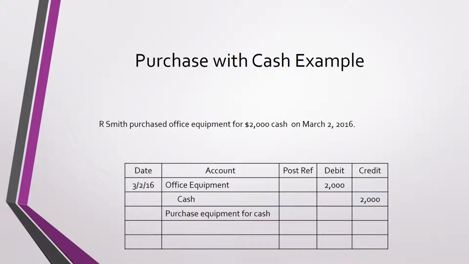We first enter the date, March 2nd, 2016. We debit the office equipment account for $2,000, and we credit cash for $2,000. The short description would be a purchase of equipment for cash.